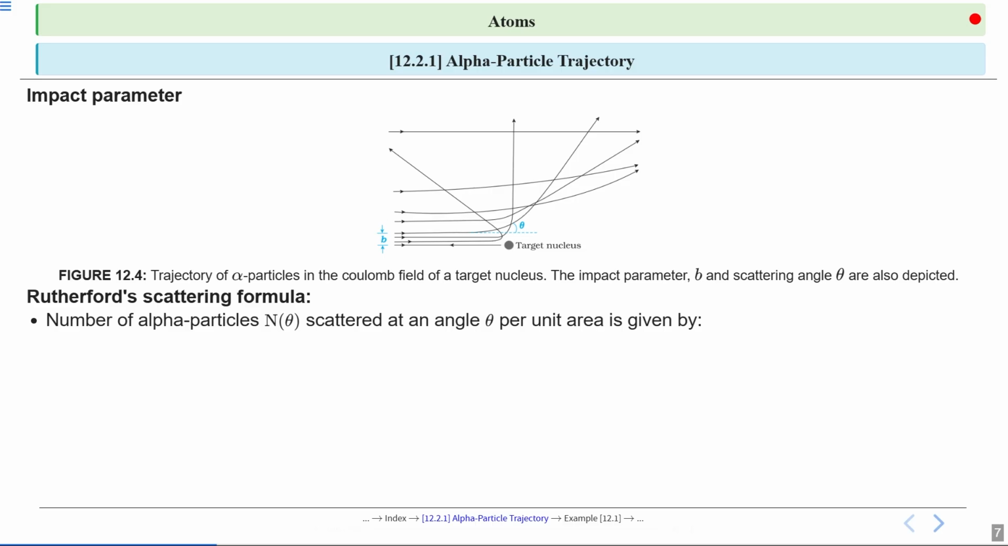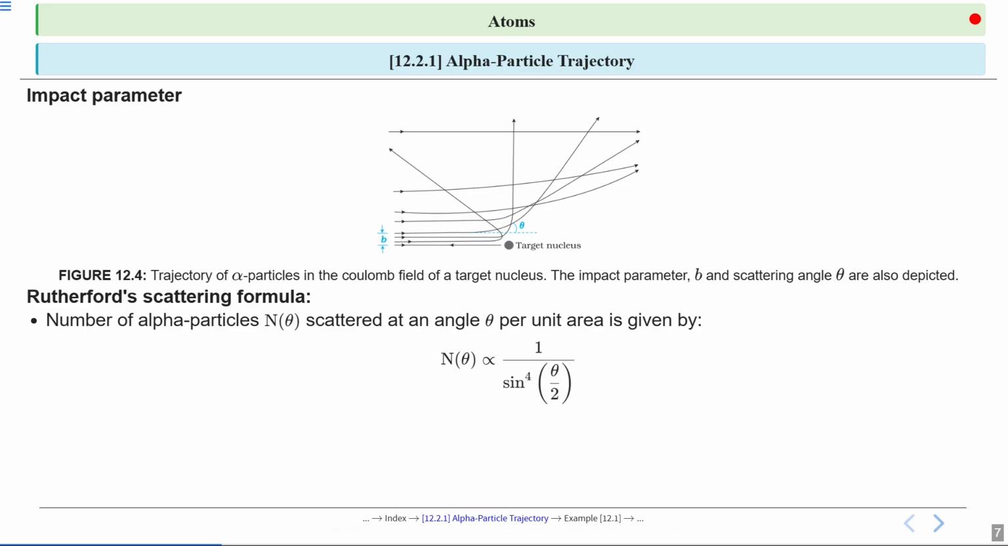Okay, so according to Rutherford's formula, the number of alpha particles N(theta). So what is the number N(theta)? N in bracket theta is representing the number of alpha particles scattered at an angle theta per unit area, and it also depends on the angle. So how many alpha particles are scattered at a particular angle theta per unit area is represented by N(theta). N(theta) means the count of particles deflected or detected at a specific angle. We will see how this relationship works in this next step.